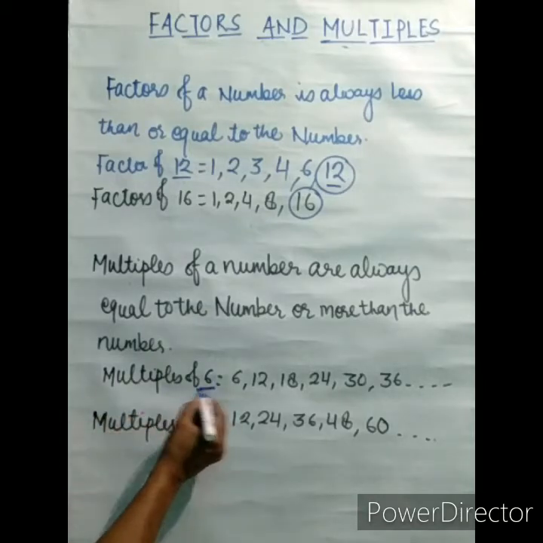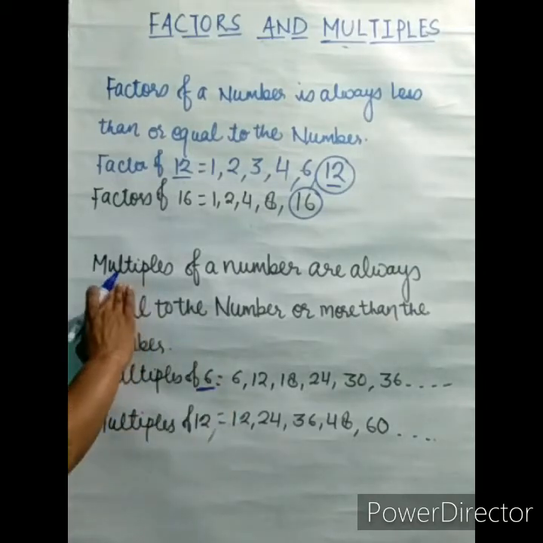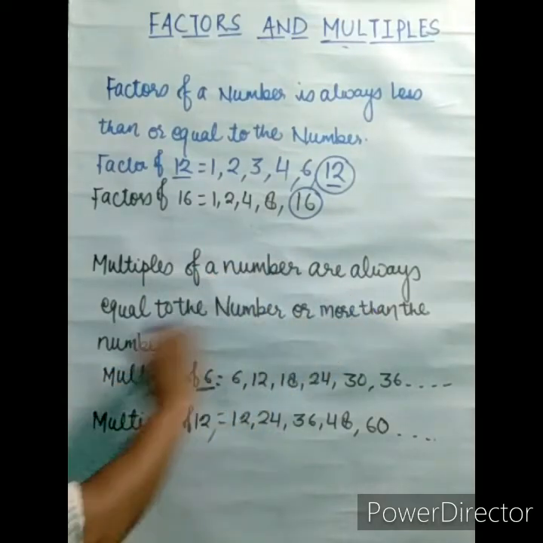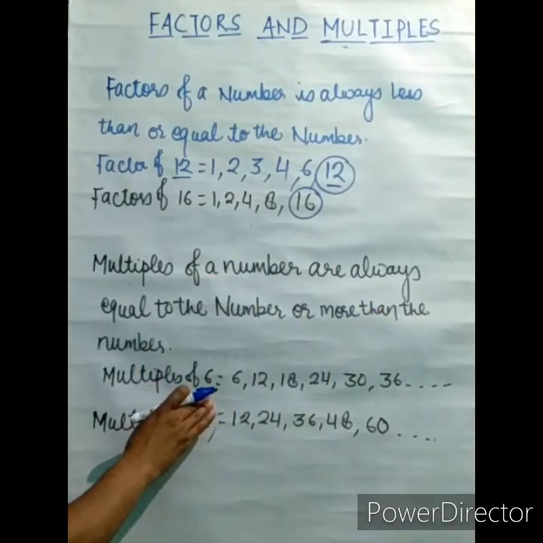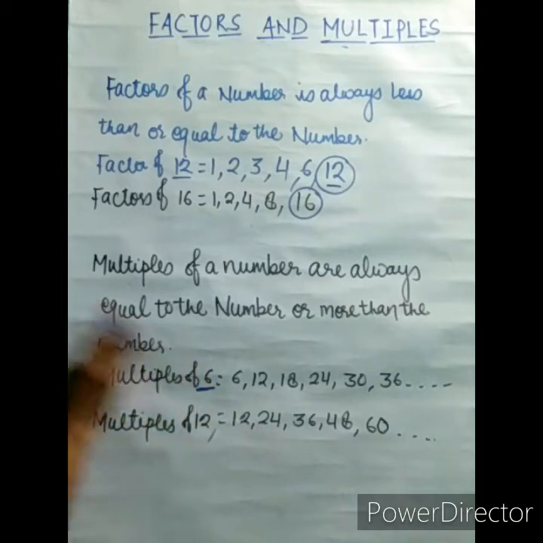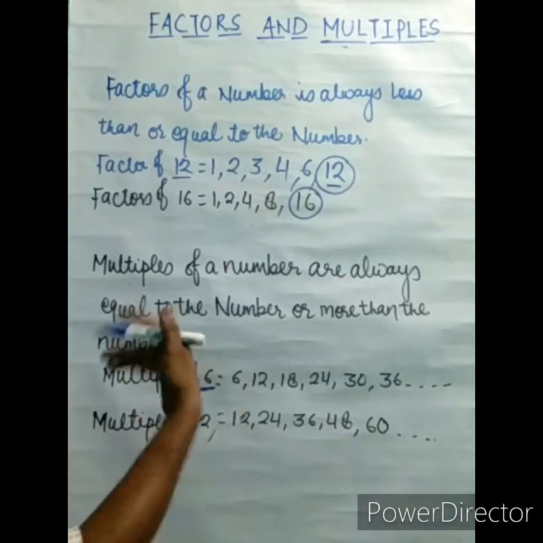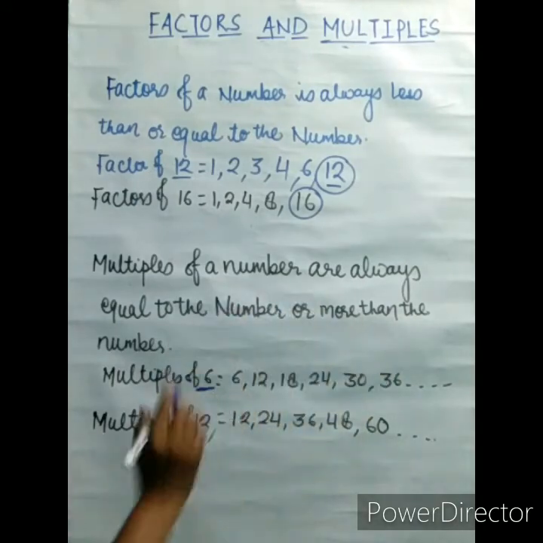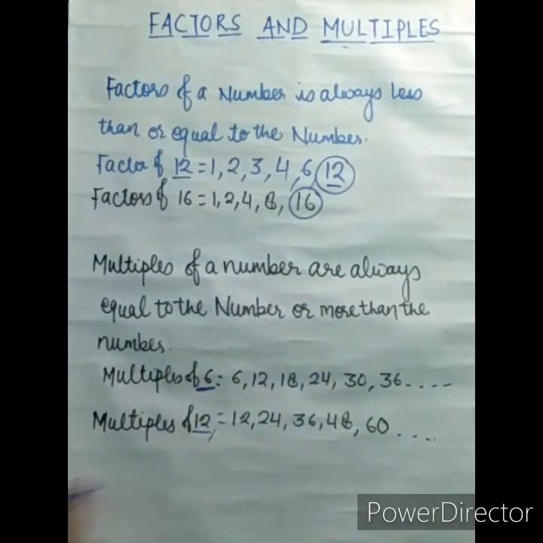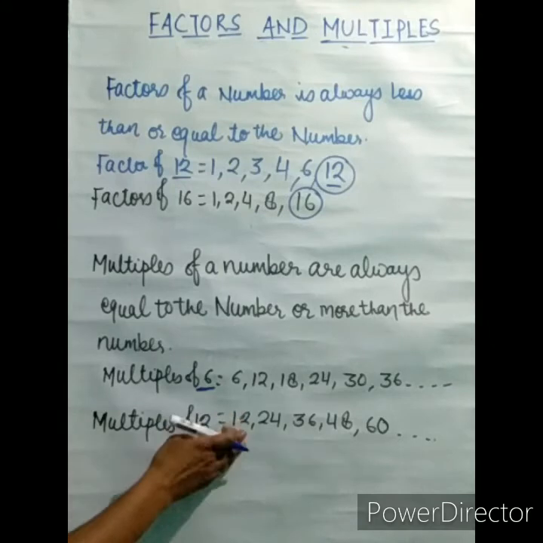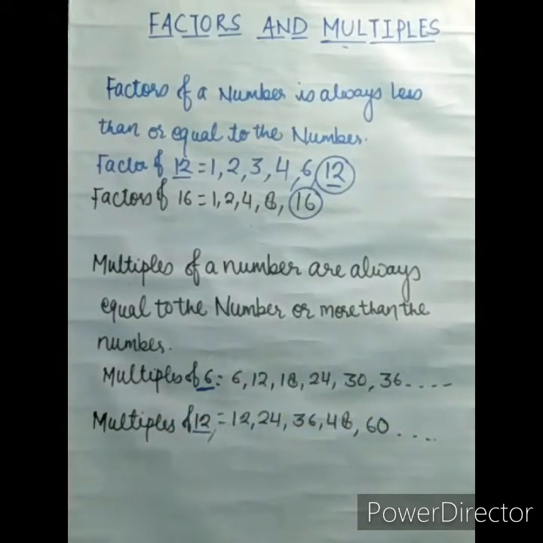If you are finding the multiples of 6, the multiples will be equal to 6 or more than 6. You can see all the multiples are more than 6. If you are finding multiples of 12, they will be equal to 12 or more than 12. So one thing we understand: factors of a number are equal to that number or less than that number, and multiples of a number are always equal to that number or greater than that number.